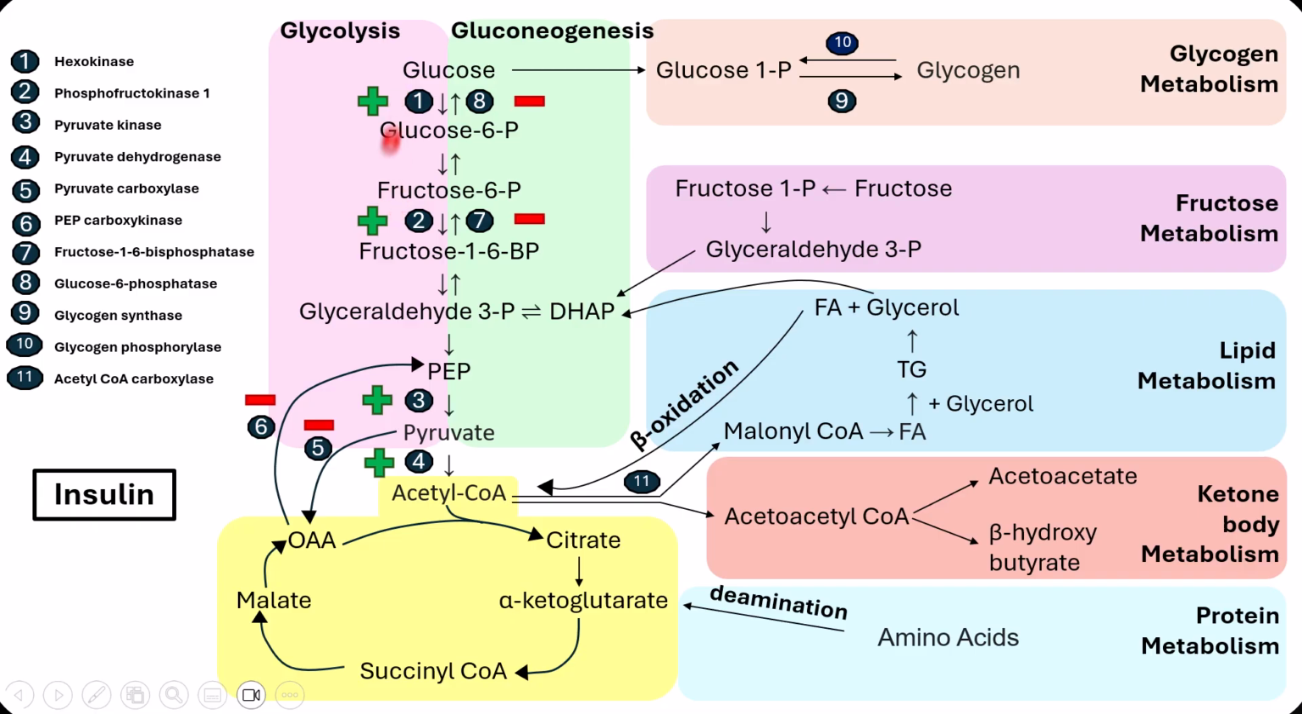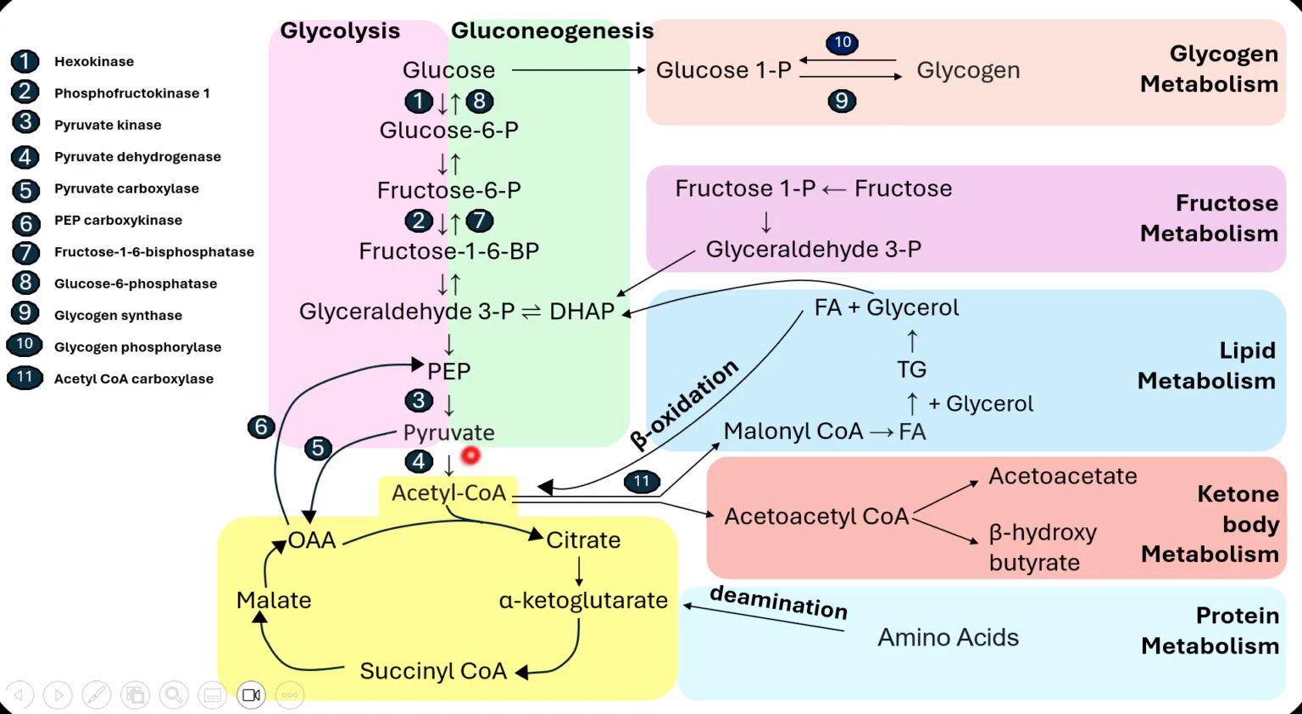Some enzymes will be activated, some enzymes will be inhibited, and the body does it beautifully, so that the glycolytic enzymes will be activated and the gluconeogenic enzymes will be inactivated. In the glycogen pathway, glycogen synthesis enzyme will be activated and glycogen phosphorylase will be inhibited. In lipid metabolism, the formation of lipid will be activated and the oxidation of lipid will be inhibited.